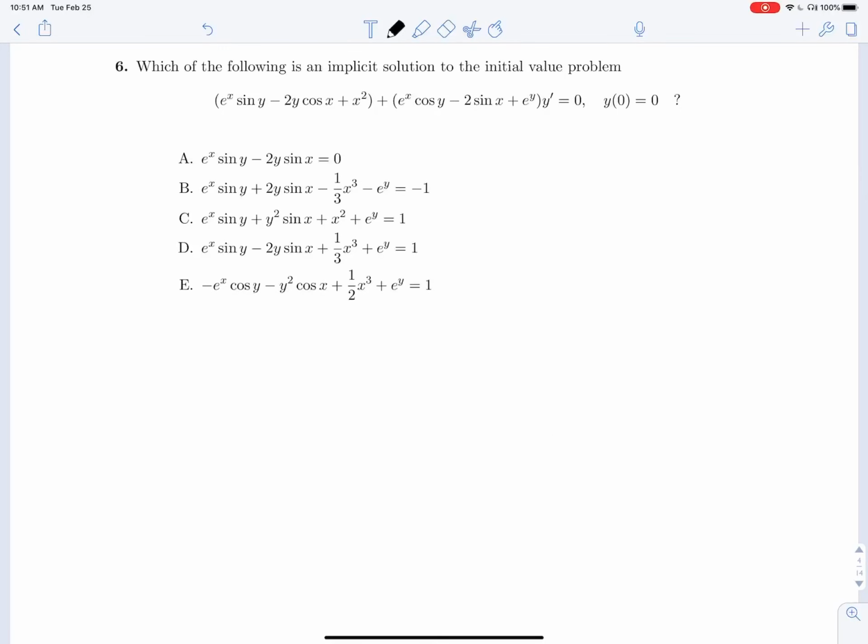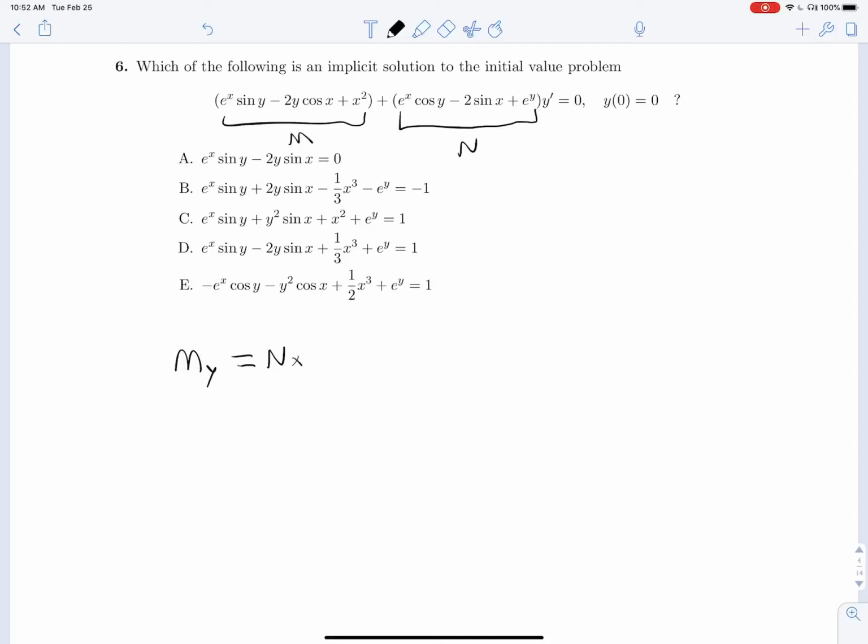Question 6, which of the following is an implicit solution to this initial value problem? Immediately, the exact differential equation sirens should be going off in your head. They're never going to make you integrate anything like this using substitution or anything like that. This, just by looking at it, has to be exact, but we have to show it. So if this is a function M, and this is a function N, then My must be equal to Nx. And if this is true, then our equation is exact.